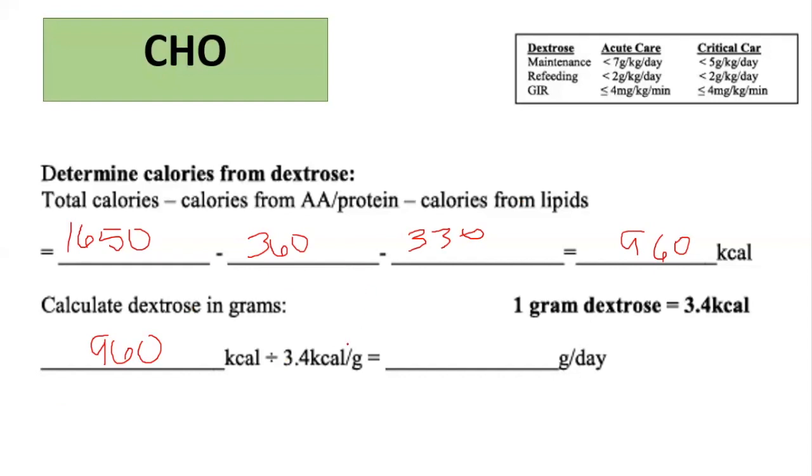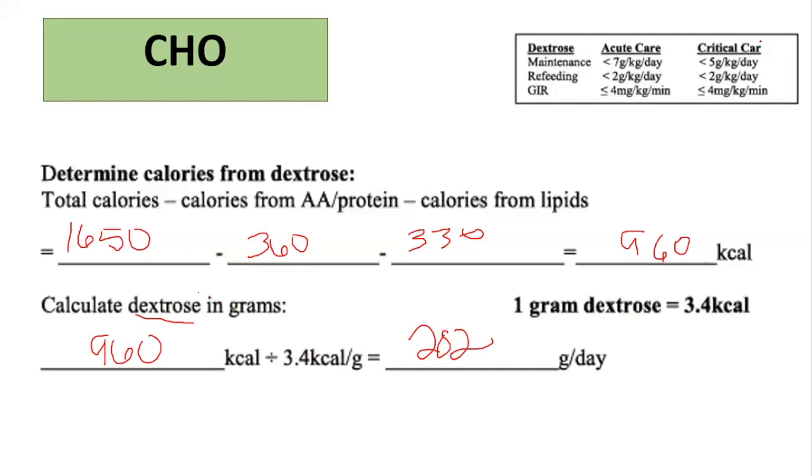Now we need to calculate how much dextrose in grams our pharmacist needs to add into this TPN mixture. Normal carbohydrates give us 4 calories per gram, but because dextrose is the source, it's actually only 3.4 calories per gram. So you're going to take your 960 calories and divide it by 3.4 to get 282 grams of carbohydrate a day.